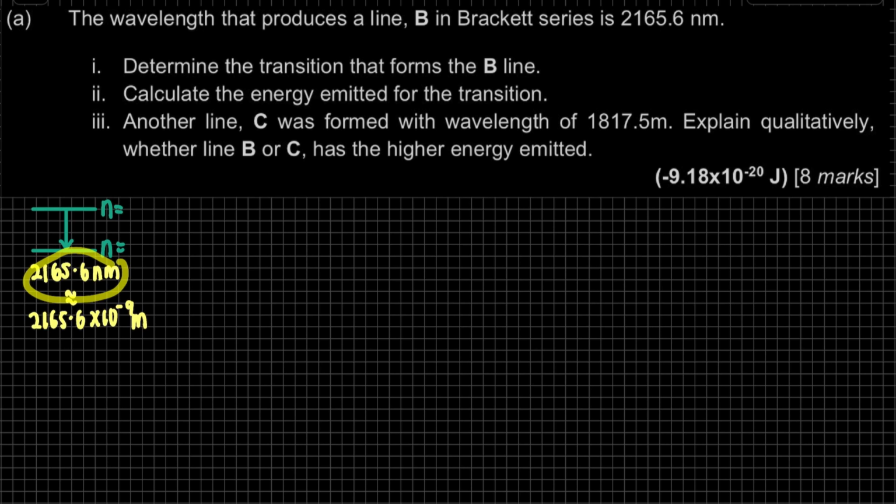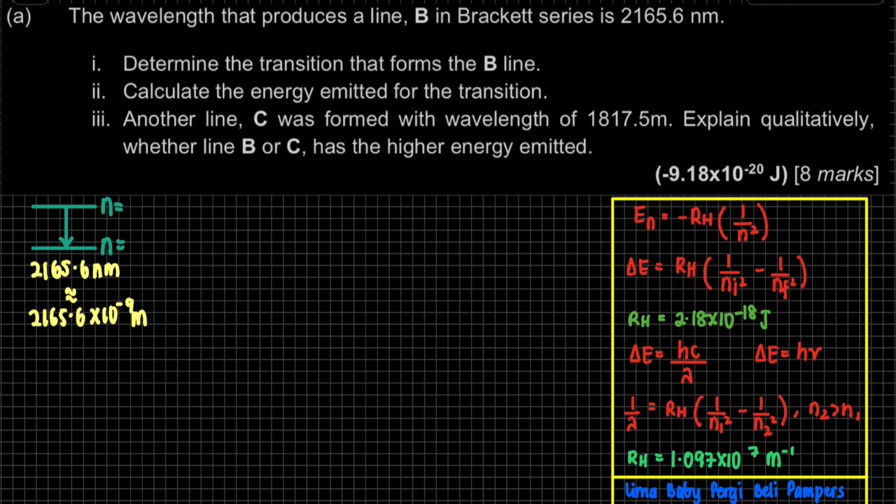The wavelength. So the question was, determine the transition that forms the B line. So we have to mention which energy level the electron falls from and to. For Bohr's atomic model, there are some formulas that you need to memorize. First, energy is equal to negative RH over n squared, specific to only one energy level. Delta E is RH times 1 over initial squared minus 1 over final squared, where RH in this case must be 2.18 exponent negative 18 joule.